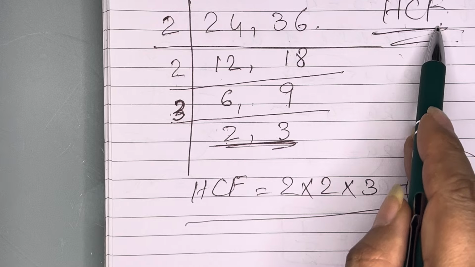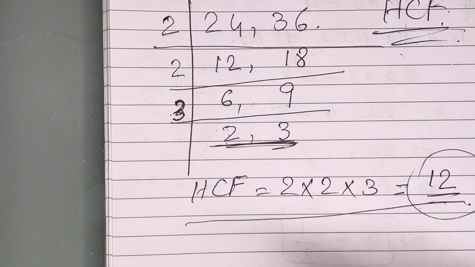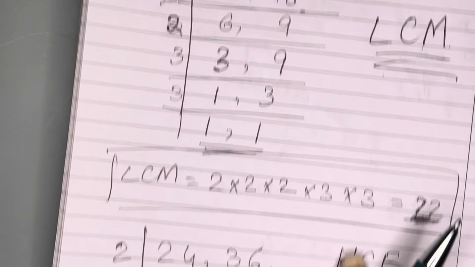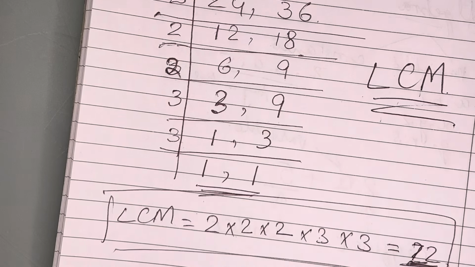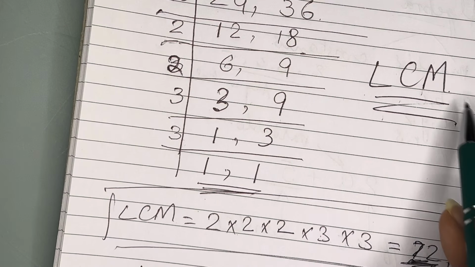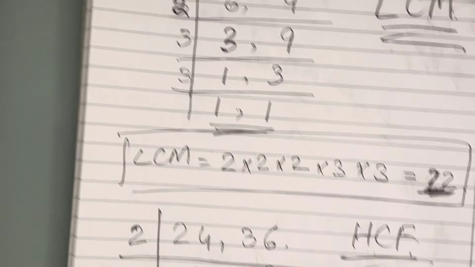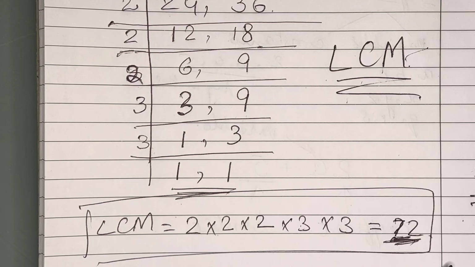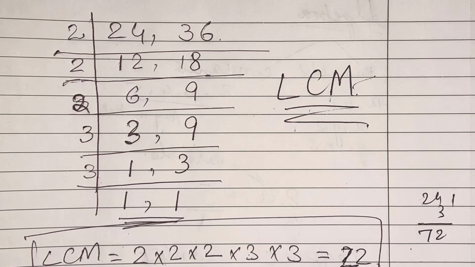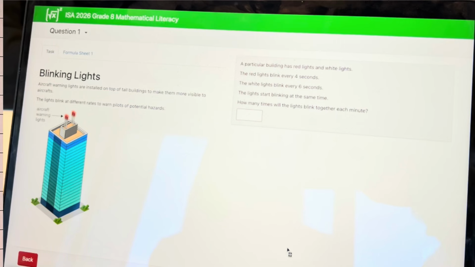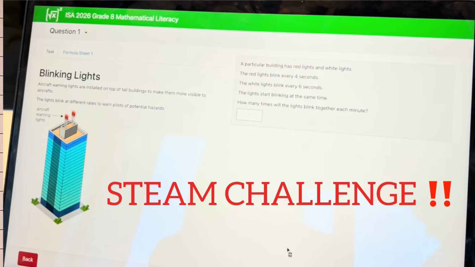Don't get confused by H, which is highest, and L, which is least. Just remember that LCM is the multiple where we are multiplying the things, and HCF is the factor where we are dividing the things. LCM being multiple will be a bigger number. HCF being factor will be a smaller number.